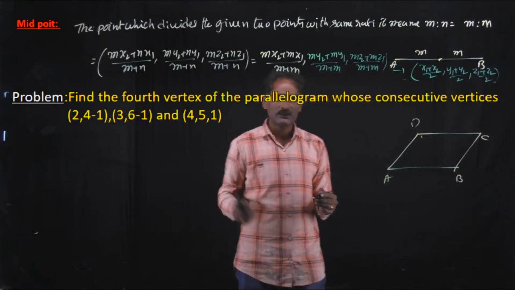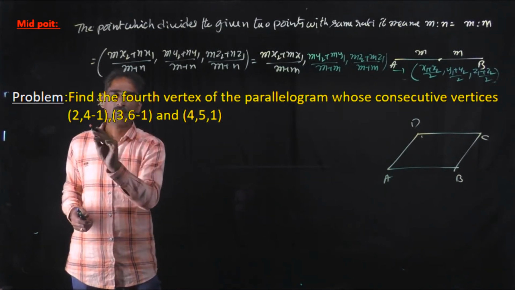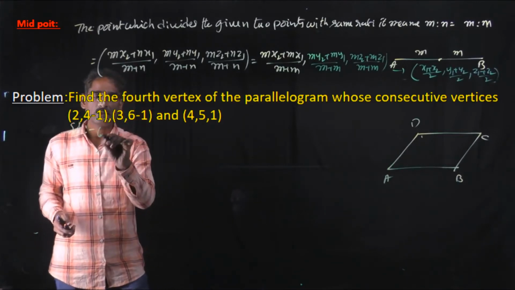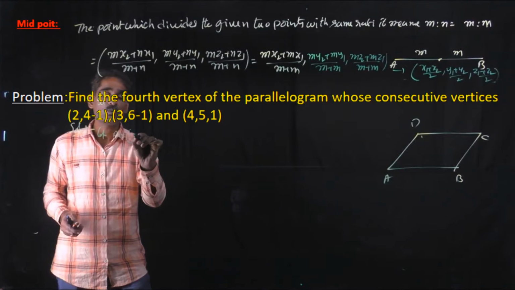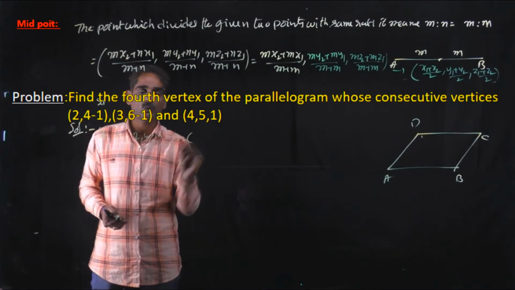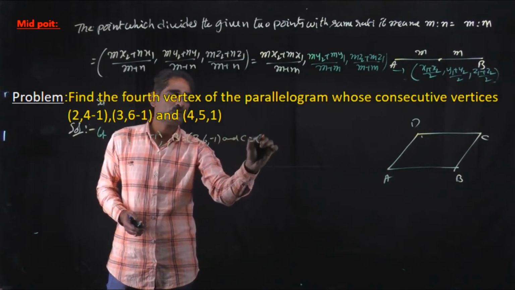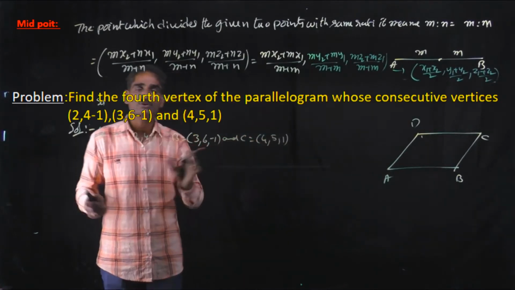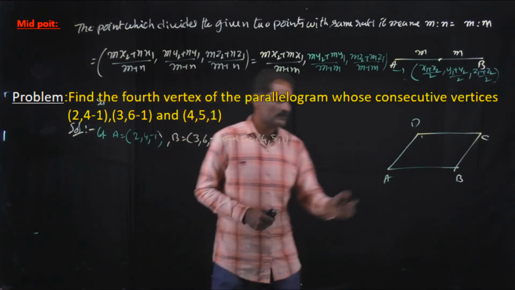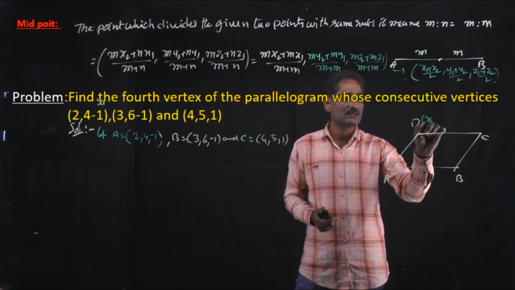So we have given the first point, let us take the first point be A, second B, third be C. Now let A is equal to 2, 4, minus 1 and B is equal to 3, 6, minus 1 and C is equal to 4, 5, 1. Suppose these are the consecutive points A, B, C of the parallelogram. We have to find out the coordinates of D. Let us take the coordinates of D be x, y, z.